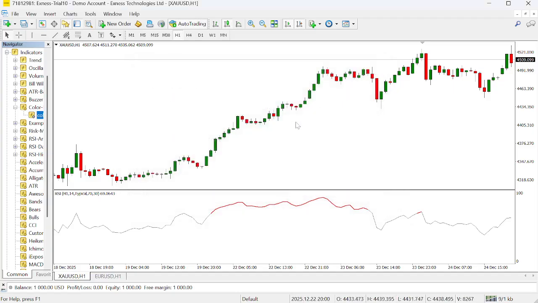As for who it's for, the RSI Paint Indicator is aimed at traders seeking to navigate market complexities through visual representations of overbought and oversold conditions along with real-time divergence detection.